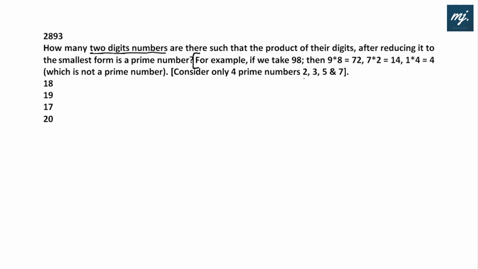Consider only 4 prime numbers 2, 3, 5, 7, and that is the biggest hint with which we can start finding these numbers. My end result should be 2. How can my end result be 2? It is only possible when it is 1 into 2. And with 1 into 2, I can end up having numbers 12 and 21. 1 into 2 is 2. 2 into 1 is also 2.